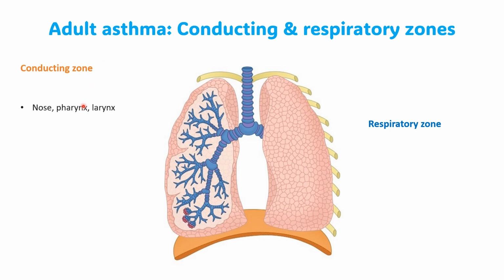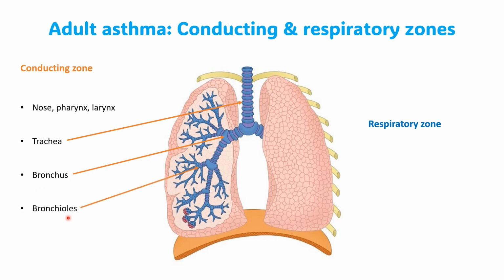This consists of the nose, the pharynx, the larynx, the trachea, the left and right main bronchi, the bronchioles, so the branches of the bronchi, and then we also have the terminal bronchioles as well.